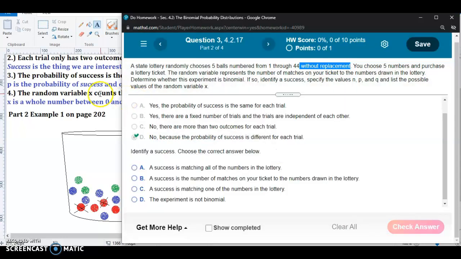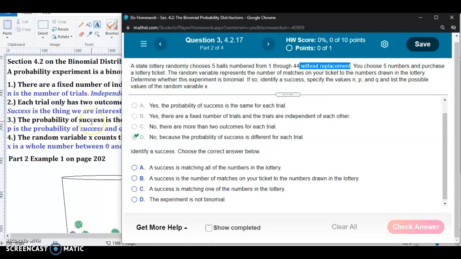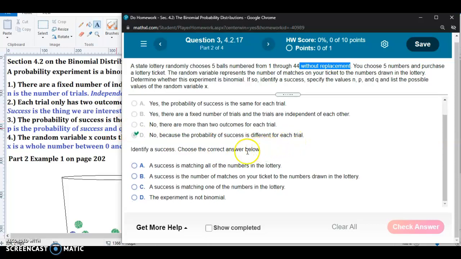Okay, so even if the other conditions are met, it still doesn't make a binomial experiment if the probability of success is not the same. It says identify a success. Well, clearly a success is selecting a red marble, but remember, this is not even a binomial experiment to begin with, so we're just going to select answer choice B.